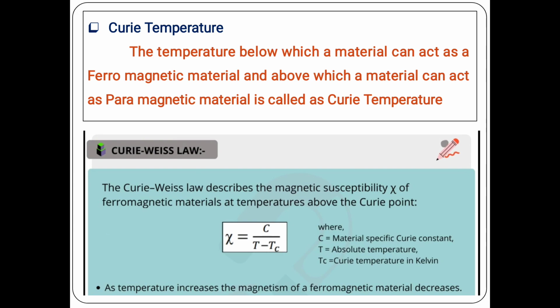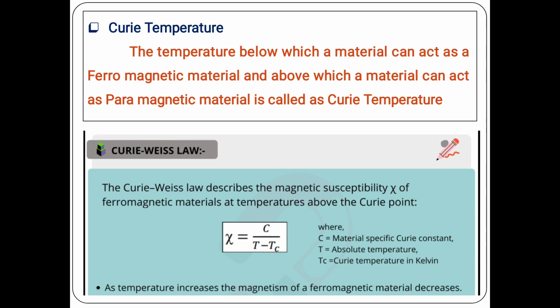Curie temperature is the temperature below which a material can act as a ferromagnetic material, and above this temperature the material can act as a paramagnetic material. This behavior is called Curie temperature.